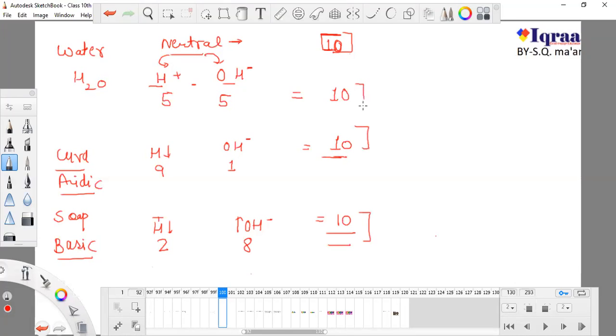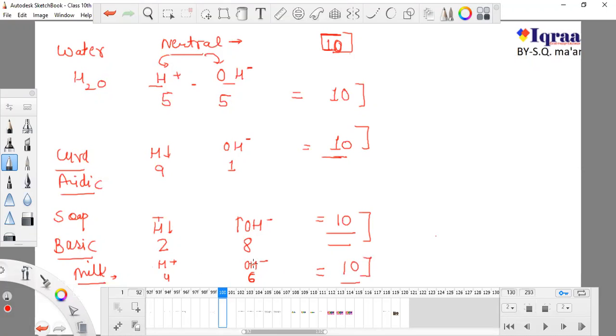Okay. Now we can take more examples. If I take the example of milk, milk is a slightly basic thing, not more basic. So there is not much difference, but I know that the number of H ions will be 4 and the number of OH ions will be 6, because the number of OH ions will be slightly greater only, since it is slightly basic, very little basic. So definitely they will form 10.